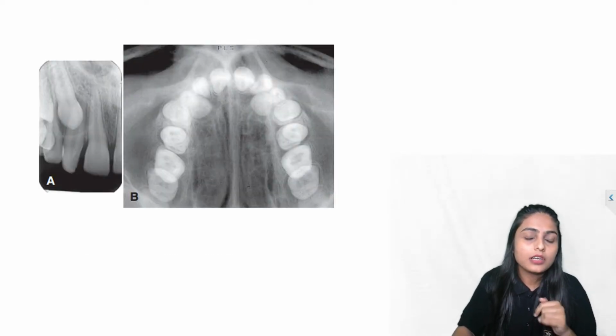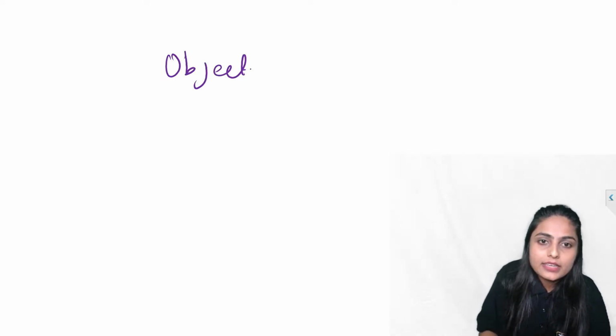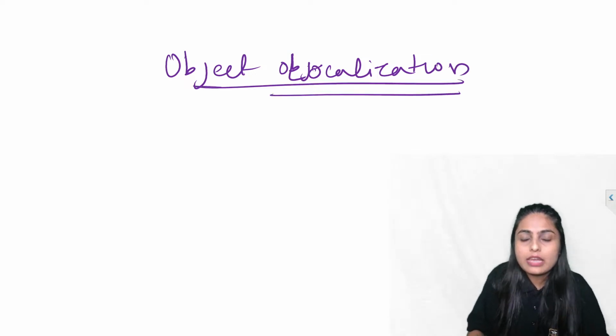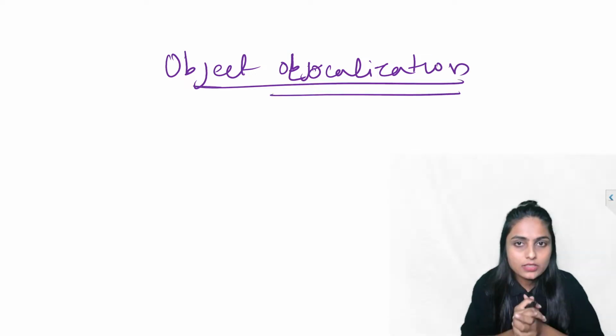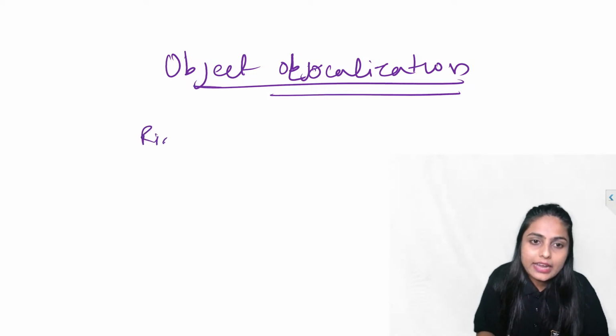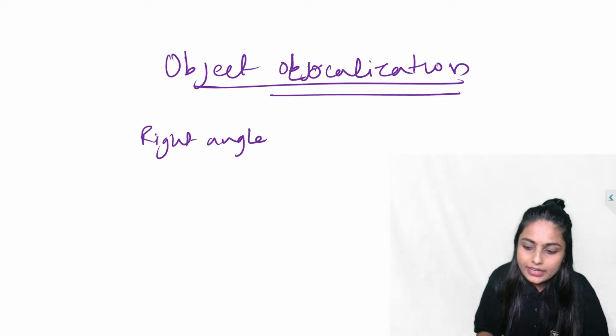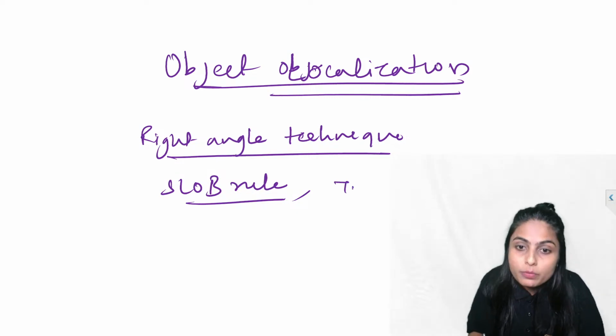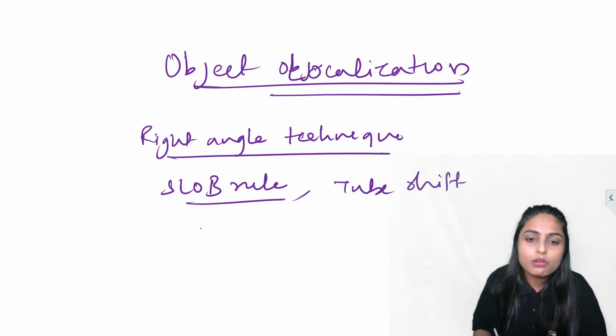Now I'm going to discuss object localization. Object localization is done with two techniques. The first technique is the right angle technique, and the second technique is the SLOB rule. The SLOB rule is also called the cube shift technique. It is also called the Vama rule.